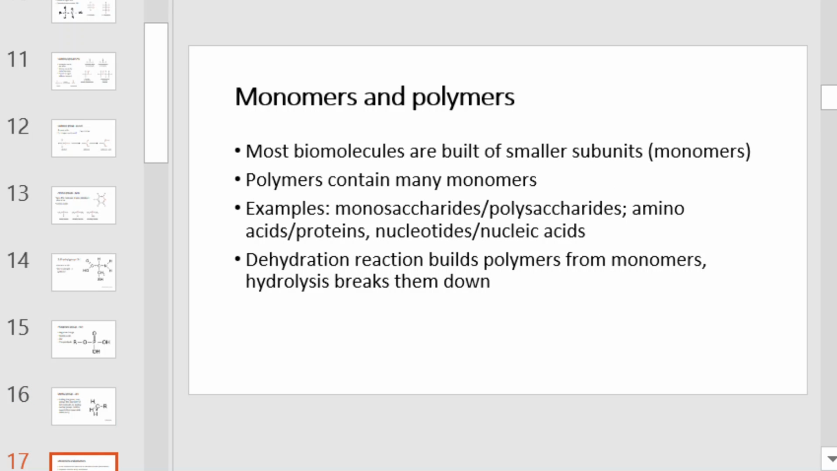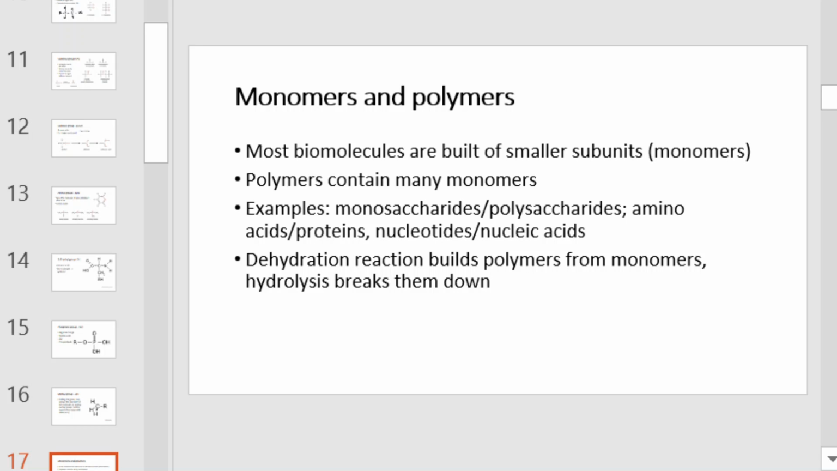Next, we'll look at the difference between monomers and polymers. In lay terminology, a monomer is analogous to a brick, while a polymer is analogous to the entire brick wall. Most biomolecules are built of smaller subunits that are referred to as monomers. Polymers contain many monomers. Some examples include monosaccharides, which are monomers for polysaccharides, amino acids, which are monomers for proteins, and nucleotides, which are monomers for nucleic acids.